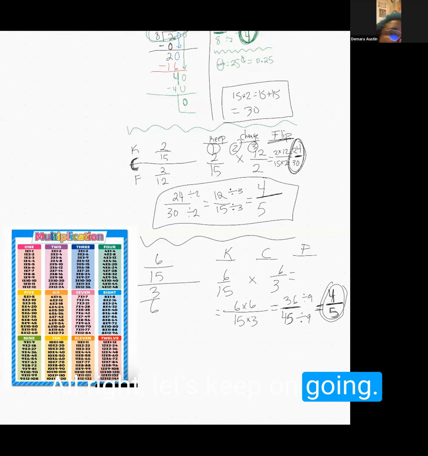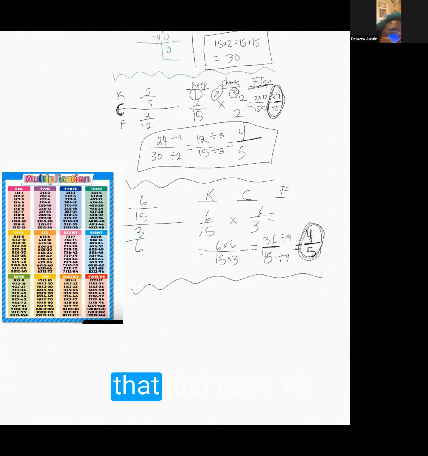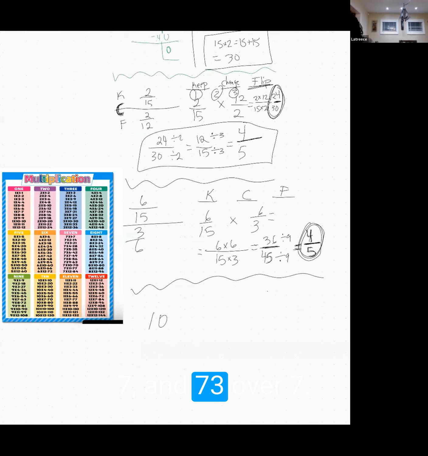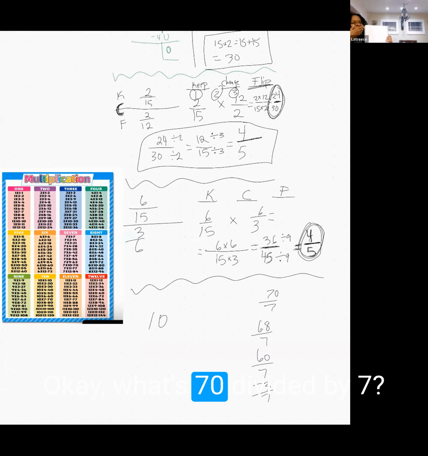All right. Let's keep on going. There's a problem that just says 10. What are your answer choices? 70 over 7, 68 over 7, 60 over 7, and 73 over 7. Okay, so let's divide these. What's 70 divided by 7? What can I divide these both by?